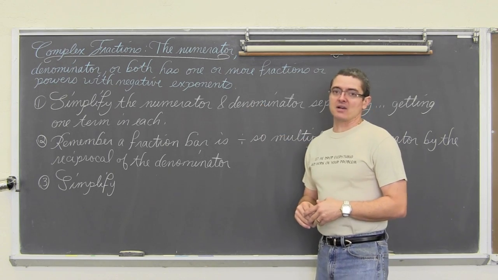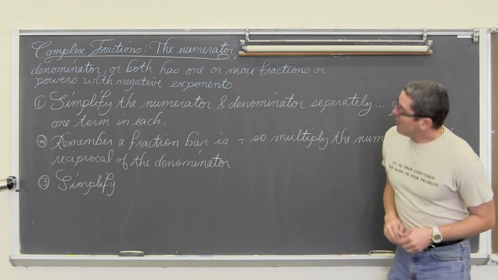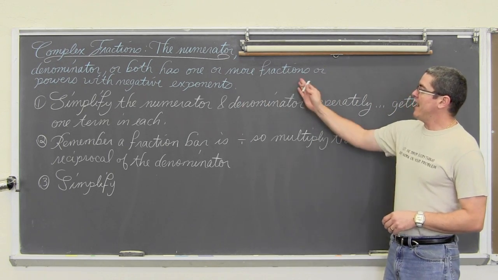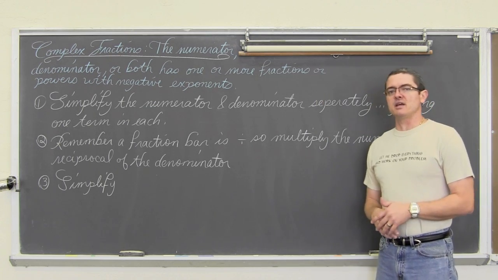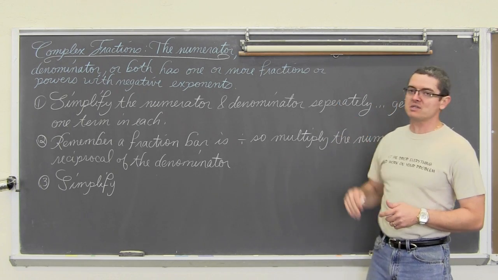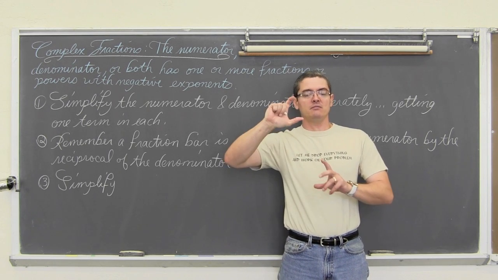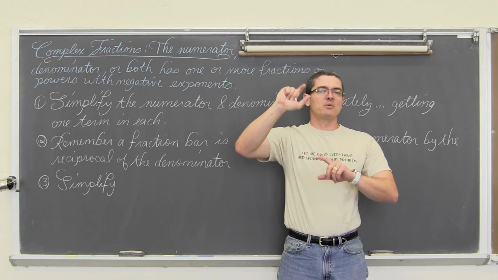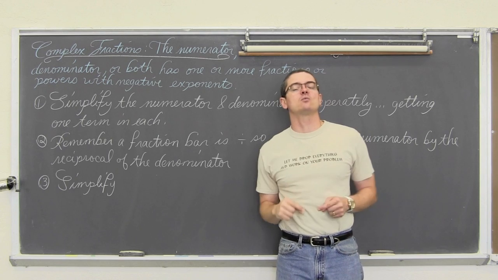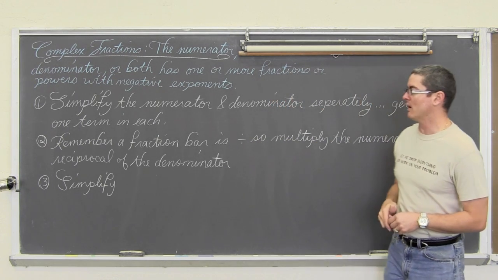That's complex fractions. That's when the numerator, the denominator, or both has one or more fractions in them, or a power which is negative. And to get rid of that negative exponent on the base, you'll have to move it, and maybe move from the numerator to the denominator or create a fraction where it appeared there wasn't one before.